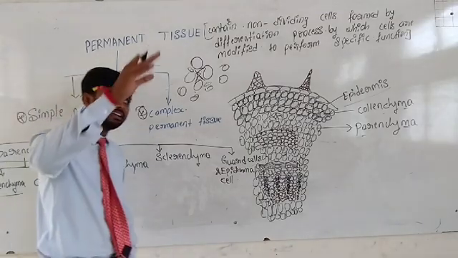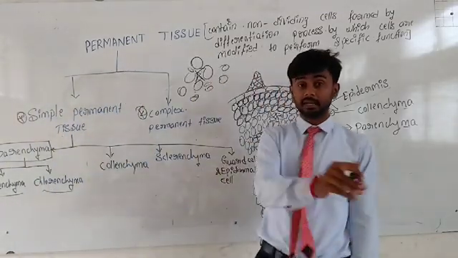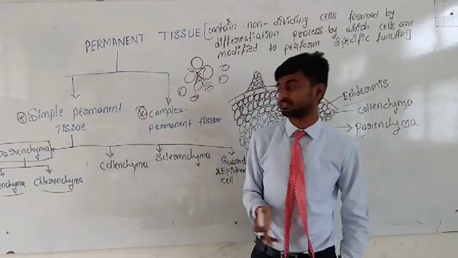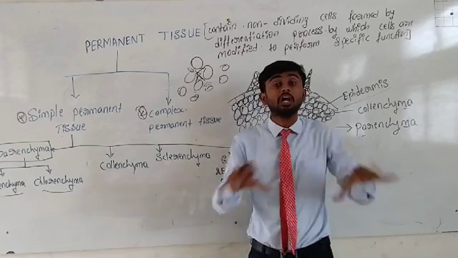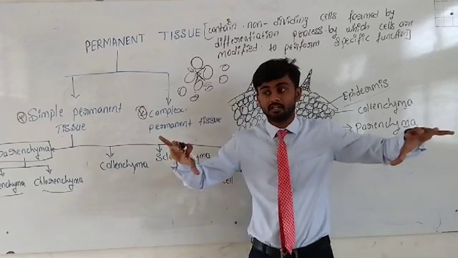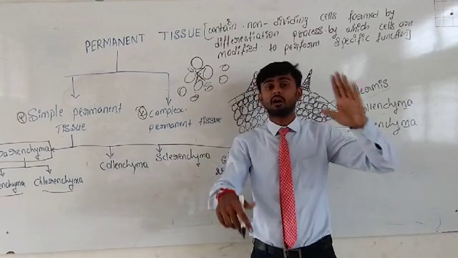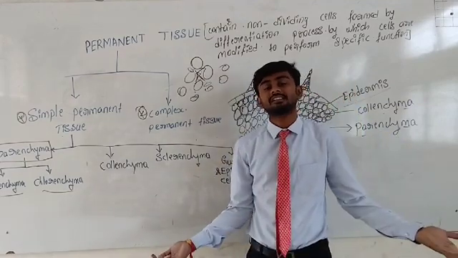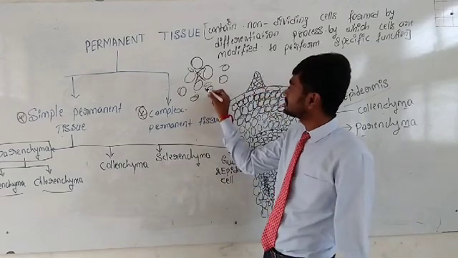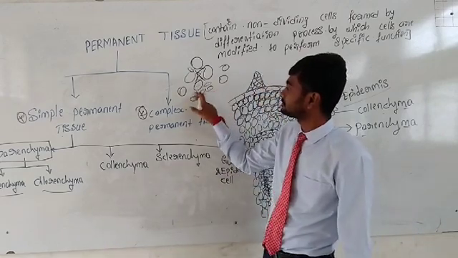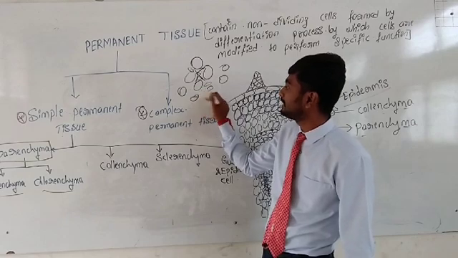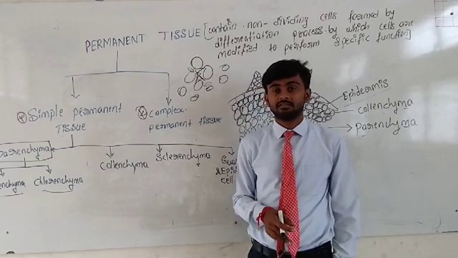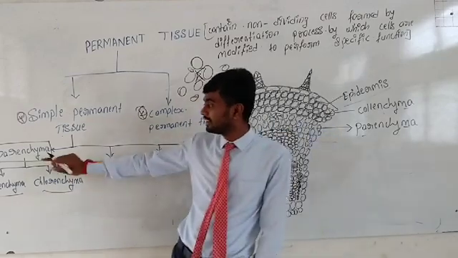Parenchyma cells are the types of simple permanent tissues, and parenchyma cells are loosely arranged in presence of a large number of intercellular spaces. I already told you. What do you mean by intercellular space? The space in between the two cells. An empty space is present. That is known as intercellular space.